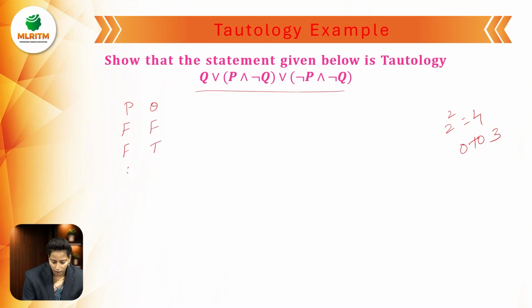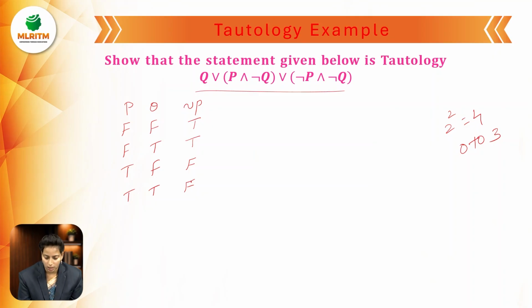FT, TF, TT. Okay. Next, negation P. Negation says if P is true, then negation P is false. If P is false, then negation P is true. So P is false here, so negation P is true. If P is true, then negation P is false.